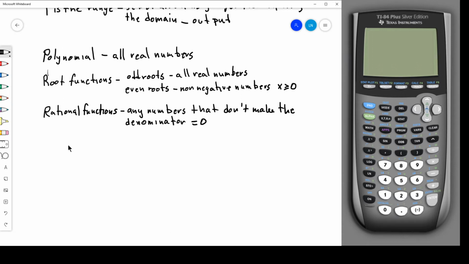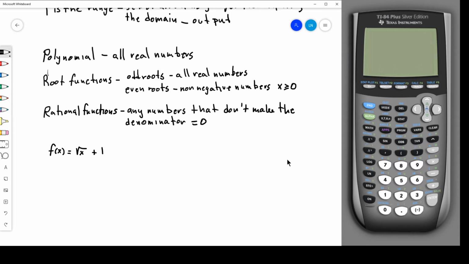So if, for example, I take the function f of x equals the square root of x plus 1. If I want to know what the domain of that function is, I have to look at any parts of the function that could be restricted. This is not a polynomial. It is a root function. So then I have to look, is the root even or is it odd? So this is a square root function. A square root is an even root.